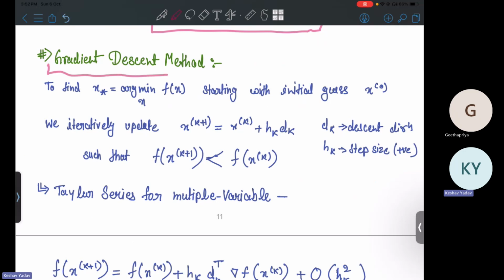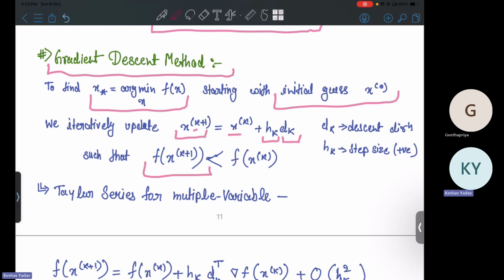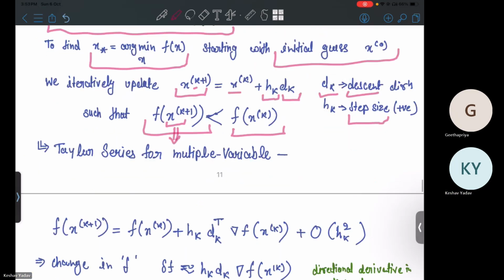Now, what do we do in the gradient descent method? We want to minimize f of x. We assume some initial guess x0, x at the 0th iteration, and we update our x at the k plus 1th iteration. That will be equal to x at the kth iteration plus some step size times some descent direction, such that my f at the k plus 1th iteration should be less than f at the kth iteration. Okay, so this dk is the descent direction, and this hk is the step size.